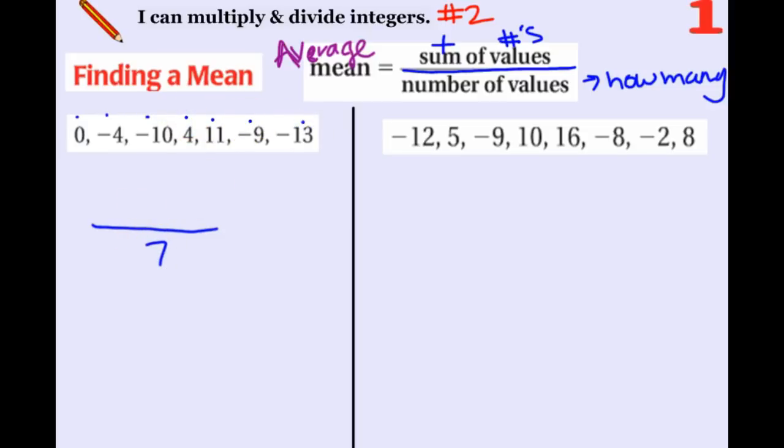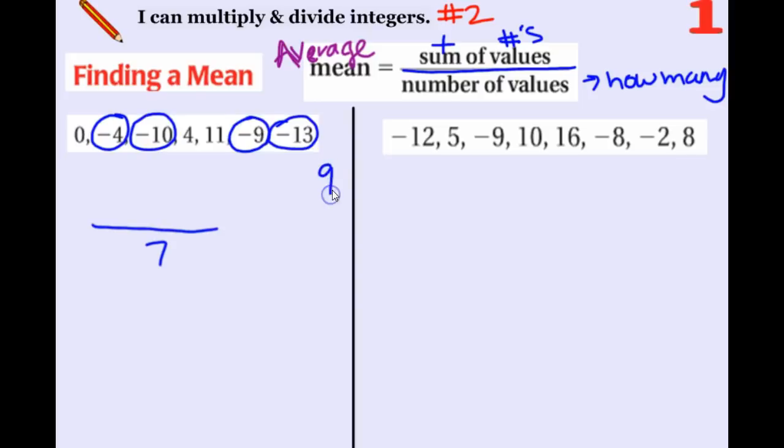dividing this by 7. So if I add them all up, I could write out 0 plus -4 plus -10 plus 4 plus 11. That's a lot of work though, you guys. So instead, I'm going to combine all of my negatives and all of my positives to make it a little bit more simple. So here's a -4, a -10, a -9, and a -13. We're going to combine all those together.